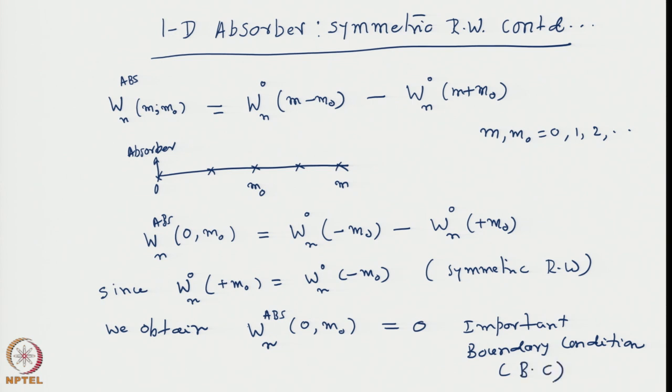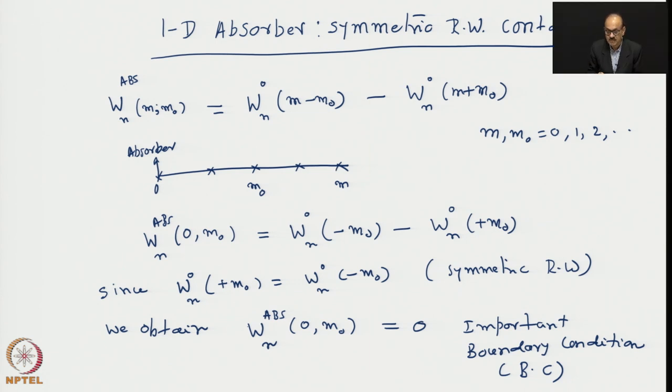This boundary condition has an implication and usefulness when we actually move over from discrete to continuous space, from difference equations to differential equations, where we need a boundary condition. And this is obtained without actually imposing it in the random walk problem. Of course, it also says that W n absorber for any m, but starting from 0, will be 0. Because if the walker is starting from zero, he is already on the absorber and can never execute a random walk, and so all occupancy probabilities will be zero.